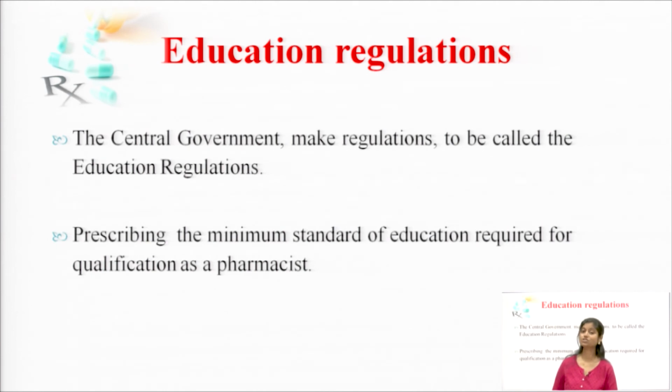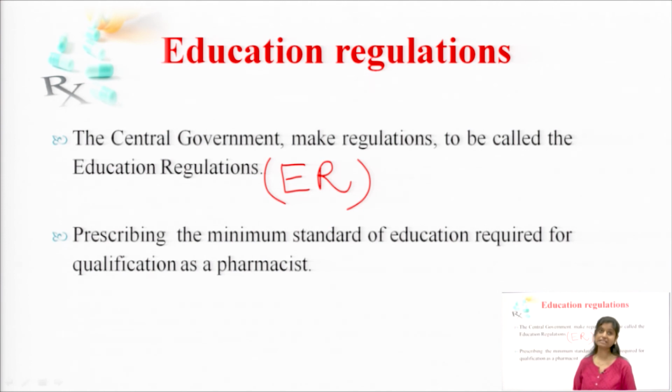Now comes the education regulation. Education regulation was the main motive of our Pharmacy Act, Pharmacy Act 1948. Now let's see what are the points of the education regulation. The central government makes regulations to be called the education regulations. In simple words, anywhere we can see that it is written in capital ER. ER means education regulation. What is the role of education regulation? That is prescribing the minimum standards of education required for qualification as a pharmacist.